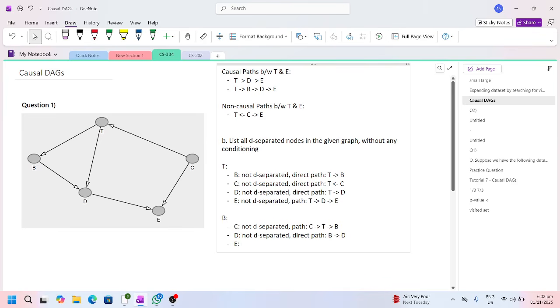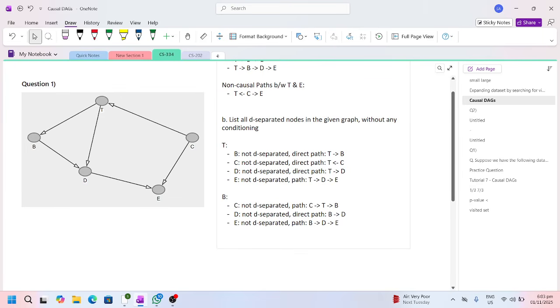Lastly, for B, you're going to check it against E, and they are also not d-separated because while you may not have a direct path between them, a path does exist that starts at B, then goes to D, and then goes to E. Now that I have checked for both T and B, I will obviously need to check against C.